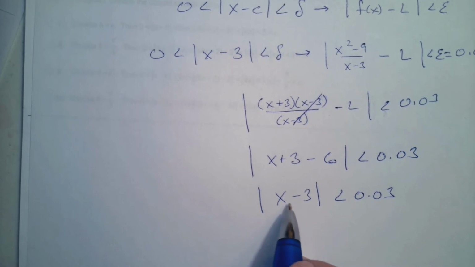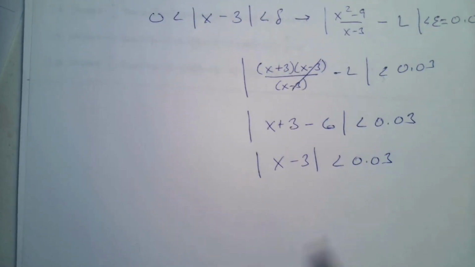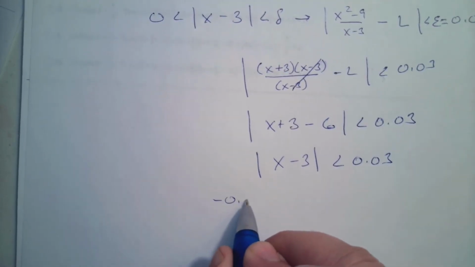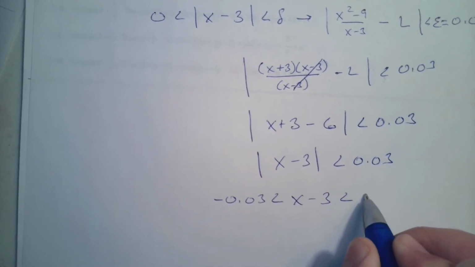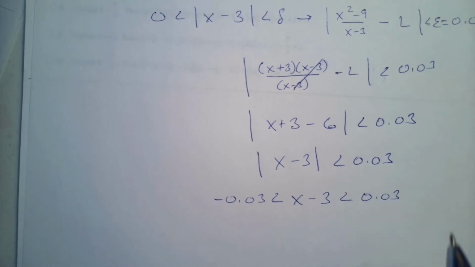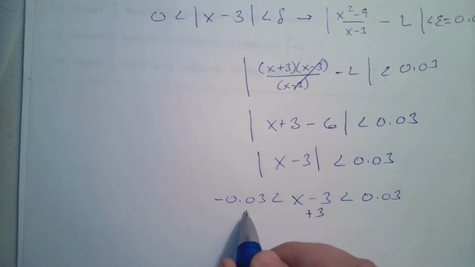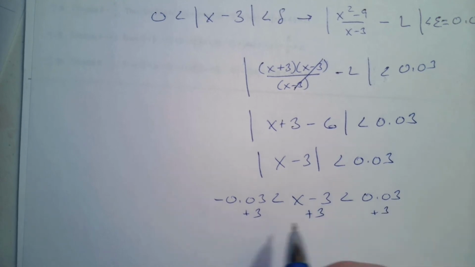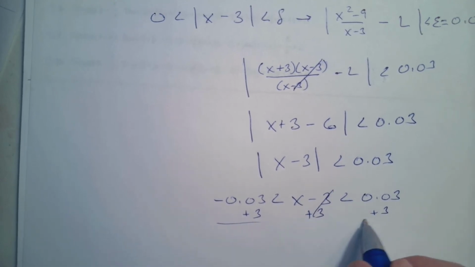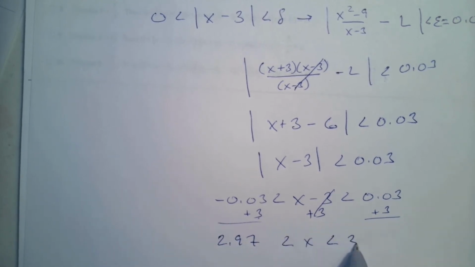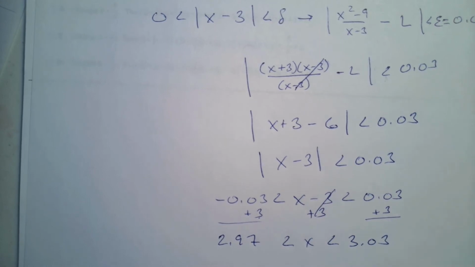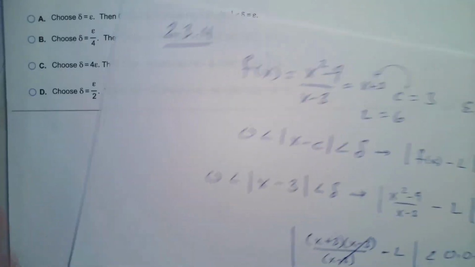Now let's see what the range of x is. Drop the absolute values, we get negative 0.03 < x minus 3 < positive 0.03. Add 3 to everyone. 3 minus 0.03 is 2.97, and 3 plus 0.03 is 3.03. That's what the question is looking for first.